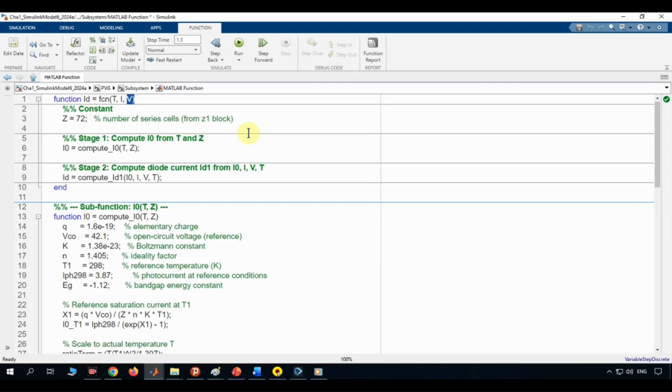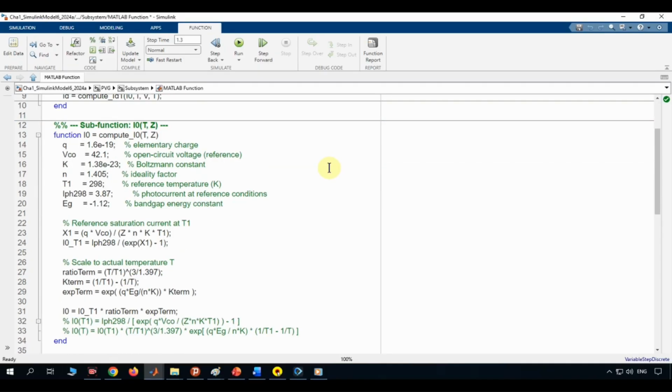The first step is to calculate the reverse saturation current, usually denoted by I0. This current is extremely small. However, it is one of the most important parameters in photovoltaic modeling because it determines the exponential behavior of the diode. The function uses several physical constants: the electron charge, the Boltzmann constant, the diode ideality factor, the open circuit voltage, the semiconductor bandgap energy, and the number of series-connected cells.